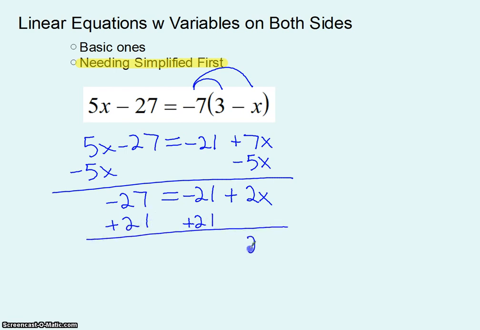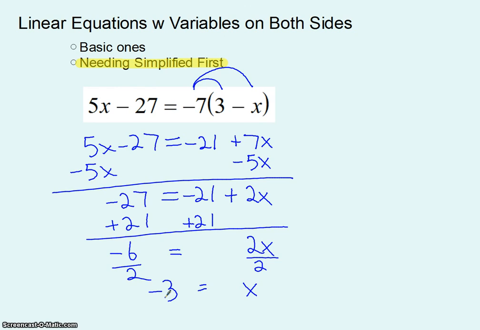And so now I have 2x here, my equal sign, of course. Negative 27 plus 21 is negative 6. Divide by 2. X equals negative 3. Okay.